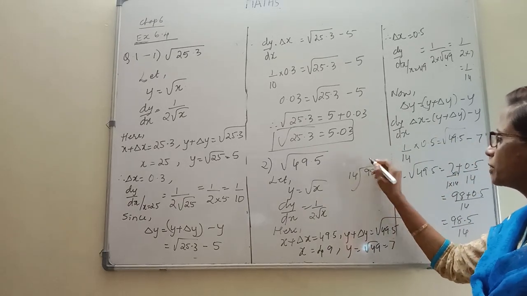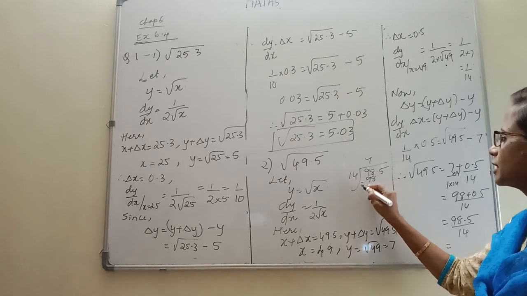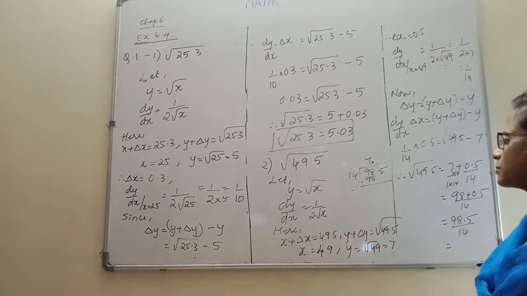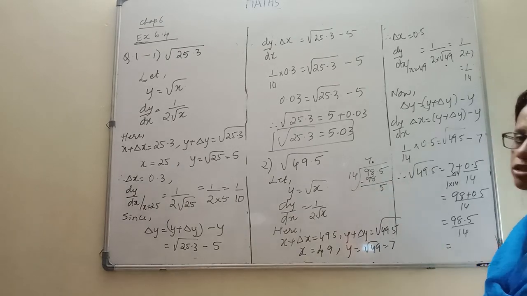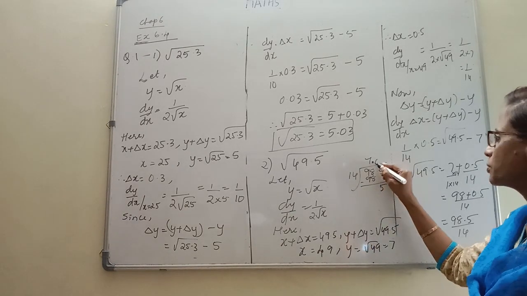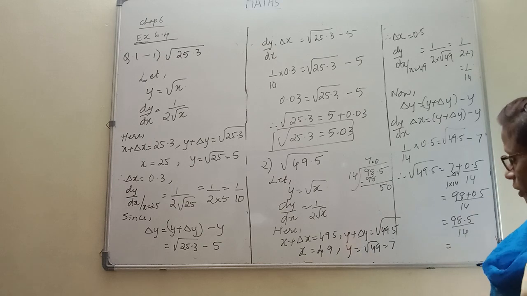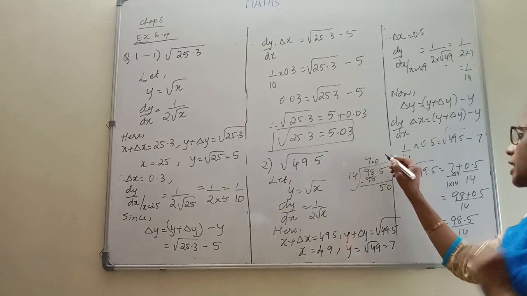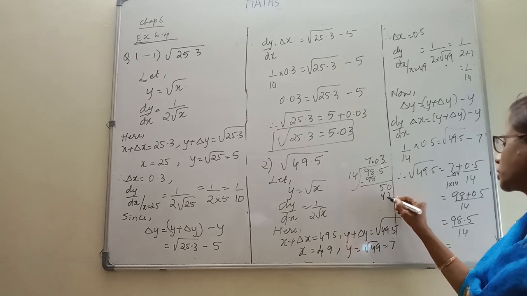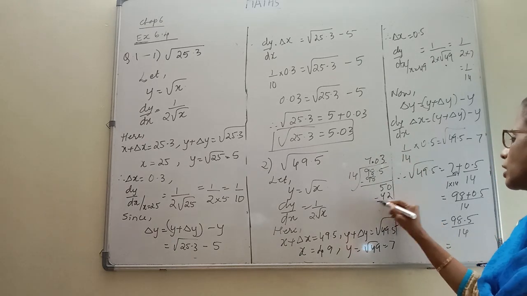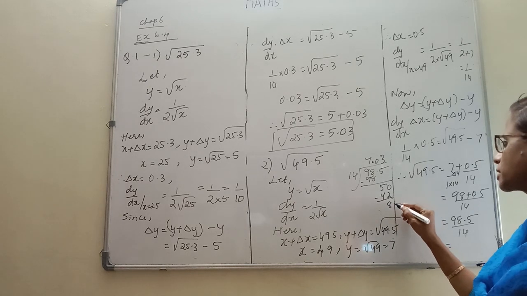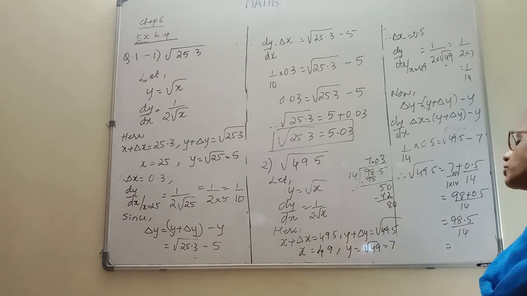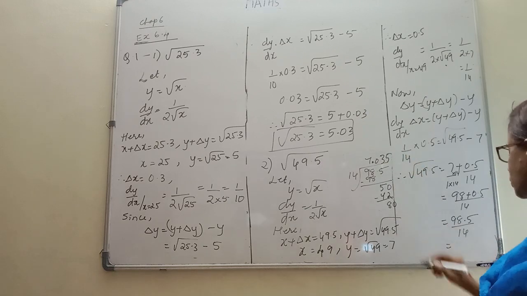98.5 divided by 14. 14 sevens are 98. Decimal point is there. Let's put that decimal point and carry the 5 down. 5 is not enough to divide by 14, so we'll put a 0 so that it becomes 50. So 14 3 times is 42. 8 left. 2 decimal places are enough. 80. 14 5 is 70.